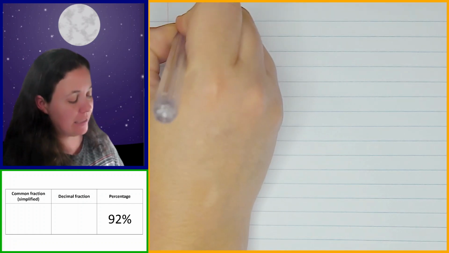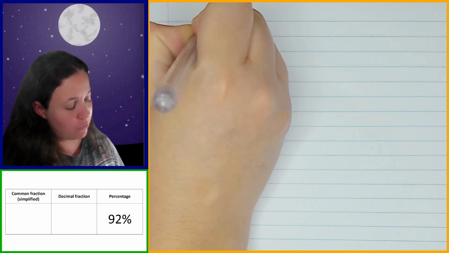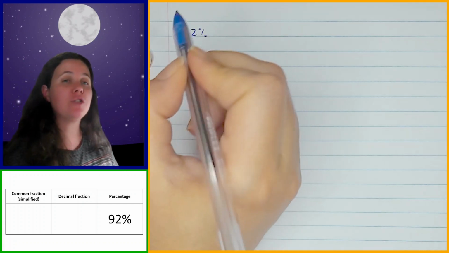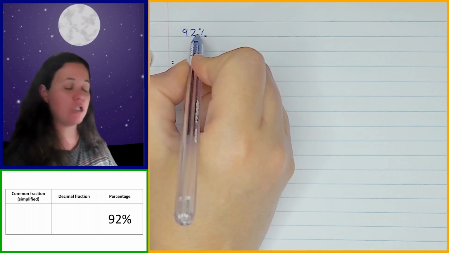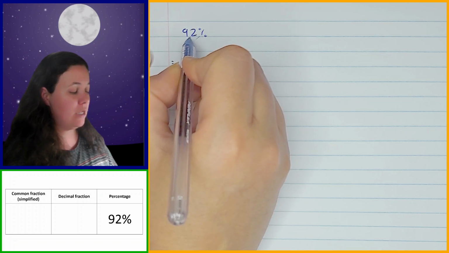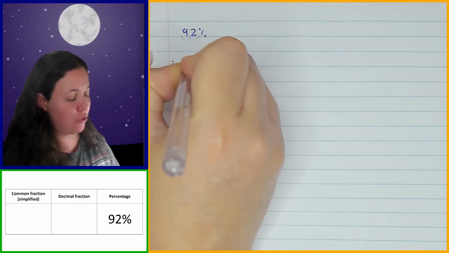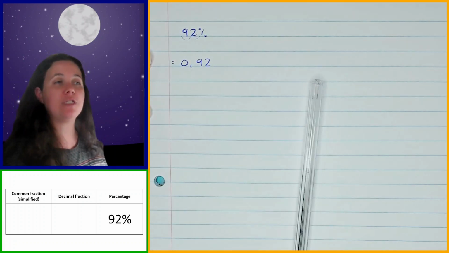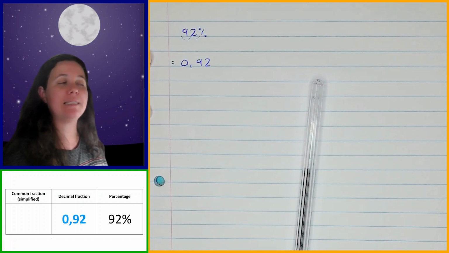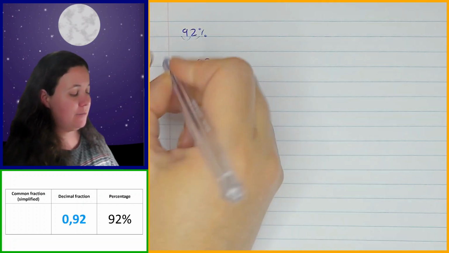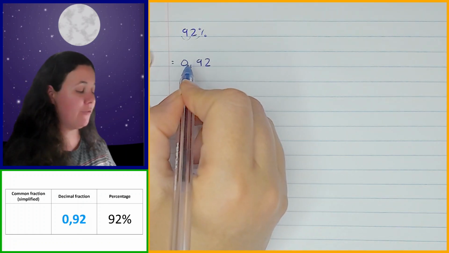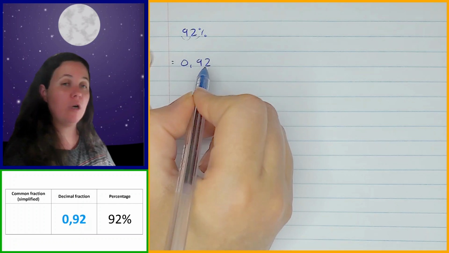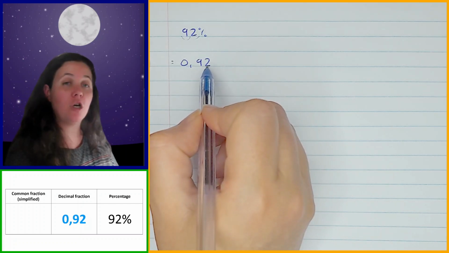So the 92%, to convert it to a decimal fraction, we're going to divide by 100. If I divide by 100, the comma is going to move from over here 2 places. So I'm going to end up with 0,92. So your decimal should be 0,92. Then when we convert this to a common fraction, we're going to take this and see what the place value of the last digit is.